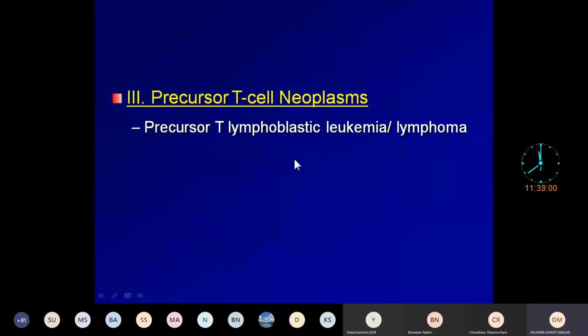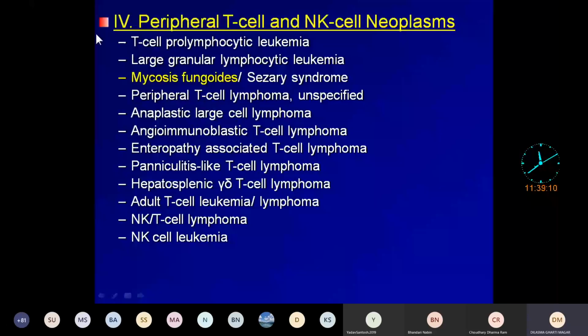So now we'll come to the peripheral T cell neoplasm, or the natural killer cell neoplasm, NK cell neoplasm. So here the T cell pro-lymphocytic leukemia is there, and then the large granular lymphocytic leukemia is there, and then the mycosis fungoides or the Sézary syndrome is there. So here these names you have to know only, but I cannot explain in detail of all these cells. So here you just have to remember the peripheral T cell or the natural killer or NK cell neoplasm.